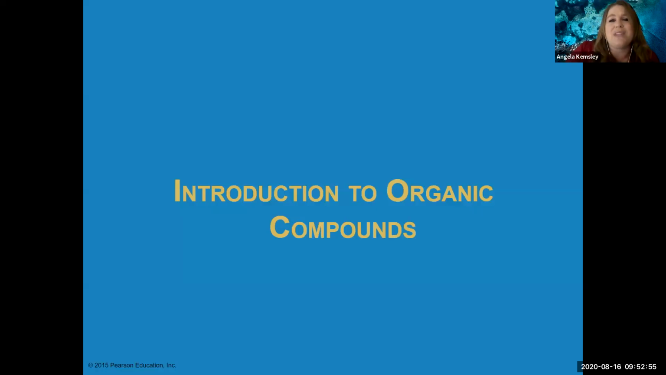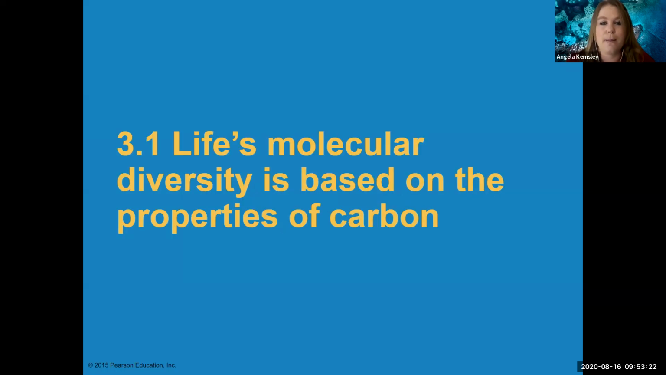So let's start with an introduction to organic compounds. Organic compounds are those compounds that are made primarily of carbon. If you're a sci-fi fan, you've probably heard the aliens refer to us as carbon-based life forms. This is basically what we're talking about. The word organic refers to living compounds, and we're going to be talking a lot about carbon because that is mostly what organic compounds are made of. So life's molecular diversity is based on the properties of carbon.